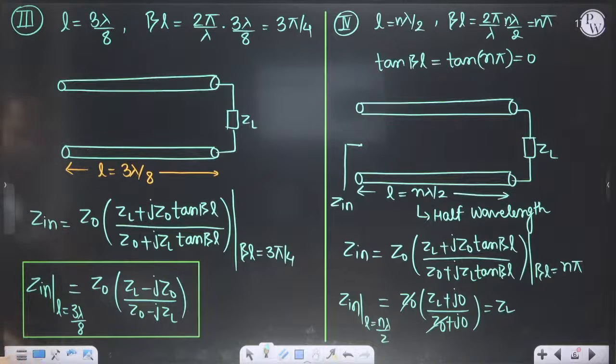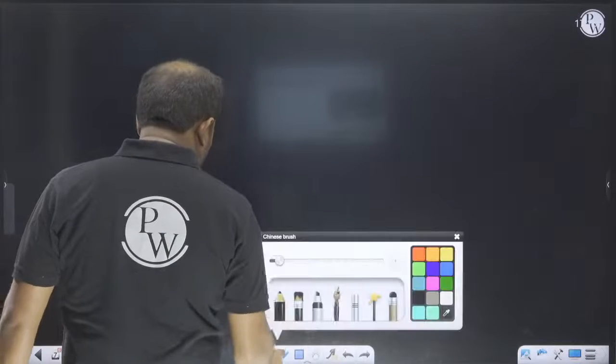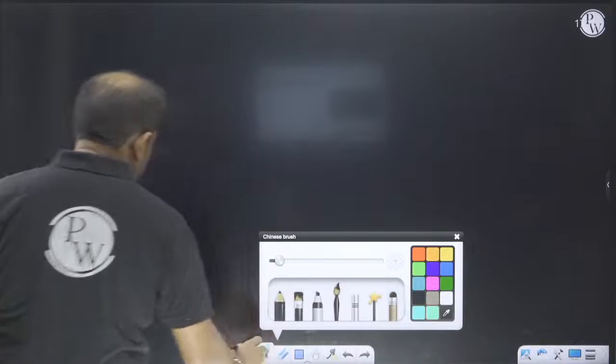In GATE 2024. Okay. So what we have studied, we have studied different length formulas. This is our transmission line. So one more point, then we will discuss this.